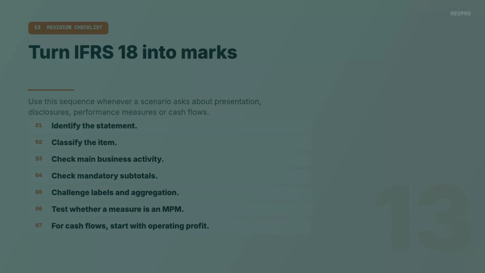The core message is simple. IFRS 18 is about clarity. It makes profit or loss more structured, subtotals more consistent, management measures more transparent, and cash flow presentation more disciplined. In the exam, do not only say where the item goes, explain why it goes there. Category, subtotal, label, disclosure. That is your IFRS 18 revision map.